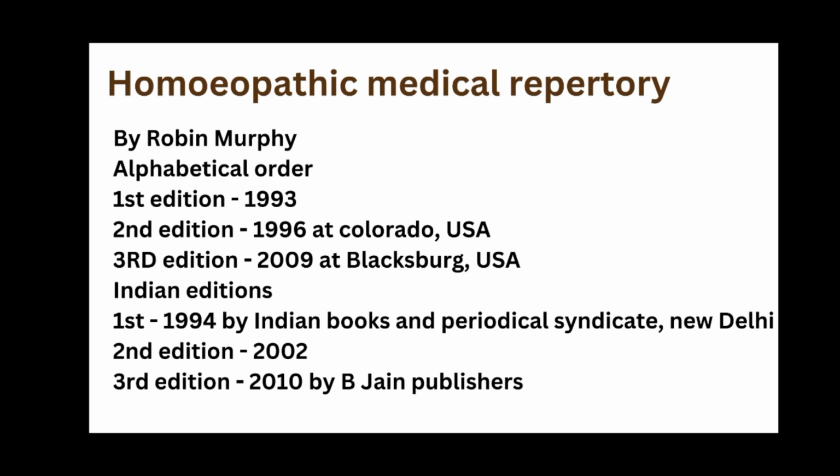The next repertory is Homeopathic Medical Repertory, published by Dr. Robin Murphy. It has a special feature: it is arranged in alphabetical order. The first edition was published in 1993, the second edition in 1996 at Colorado, USA, and the third edition in 2009 at Blacksburg, USA. These are the American editions.